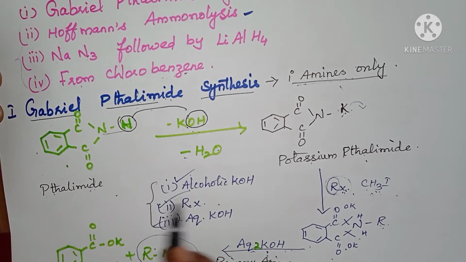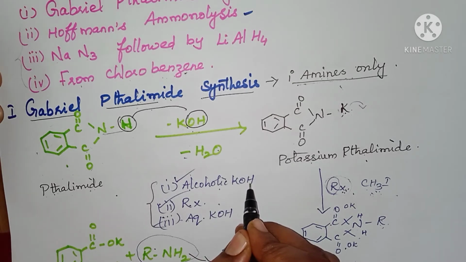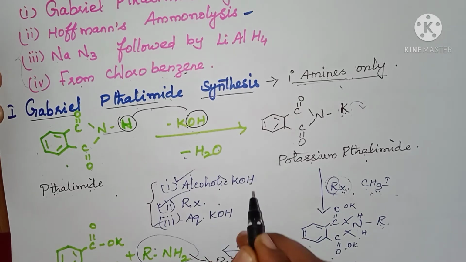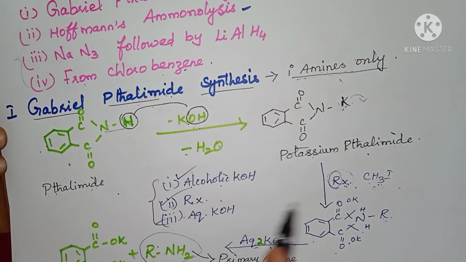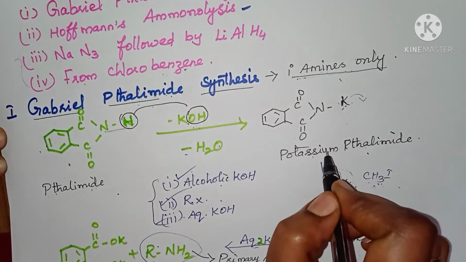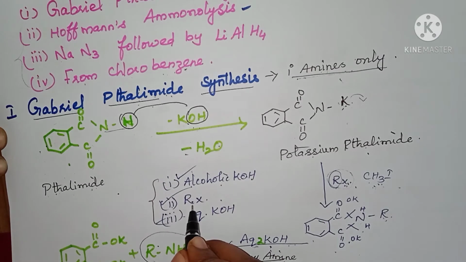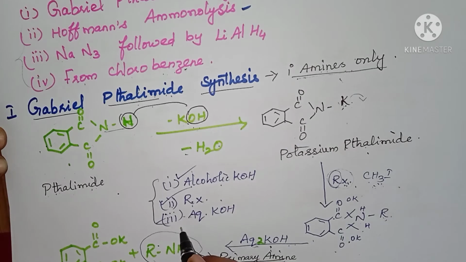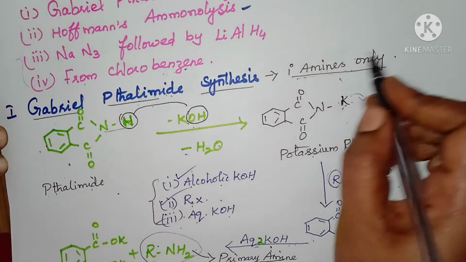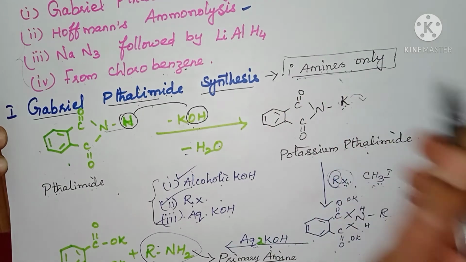In the first step, alcoholic KOH is taken as a reactant, that means alcoholic KOH is reacted with Thalimide. Now the second step, RX, that means alkyl halide, reacts with the product of that reaction. Now the third step, aqueous KOH reacts with the product. These are the 3 steps, and finally we are going to receive the primary amine.